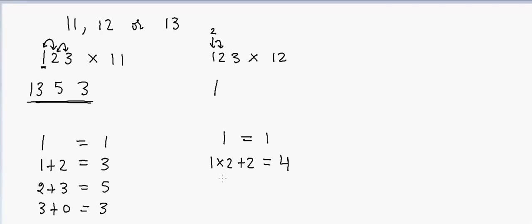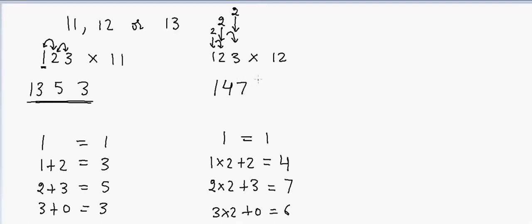Then for calculating the third digit of the answer, I'll do 2 into 2 plus 3, that will be equal to 7. So I multiply this by 2 and then I add it into the 3, so that will be equal to 7. And then for the last digit I'll take the last digit and multiply it by 2. So 3 into 2 plus 0, that will be equal to 6. So the answer will be equal to 1476. So basically I am multiplying each digit by 2 and then I'm adding the next digit into it.